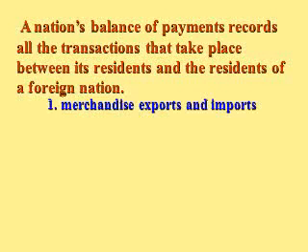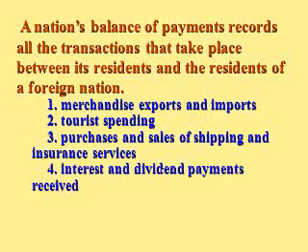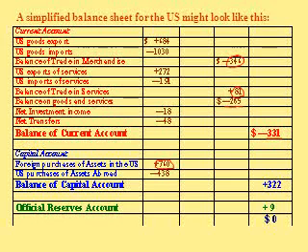That includes merchandise exports and imports. It includes tourist spending. It includes purchases of sales and shipping and insurance services. It also includes interest and dividend payments received, and purchases and sales of financial or real estate assets, and so on. So we take all of that into consideration, right? And when we do, we get a chart that looks like this, or a schedule that looks like this.